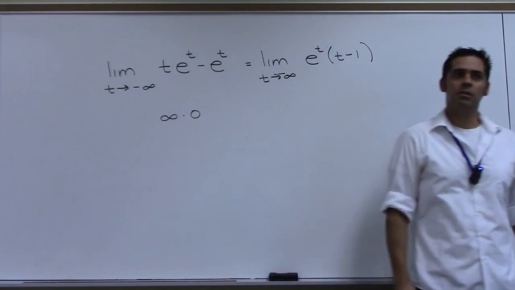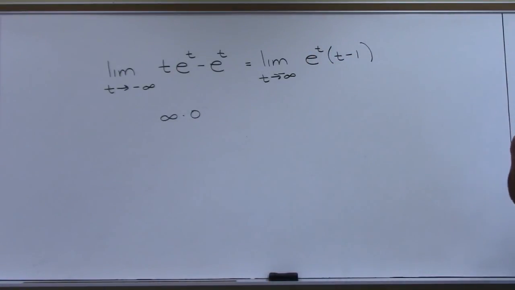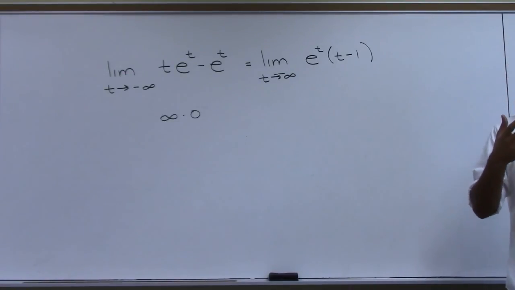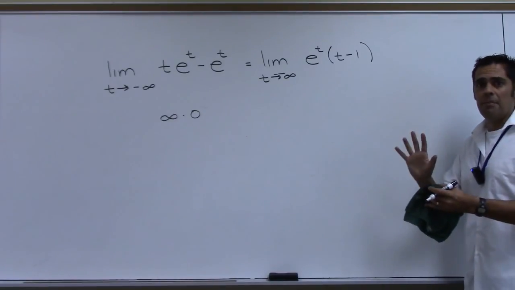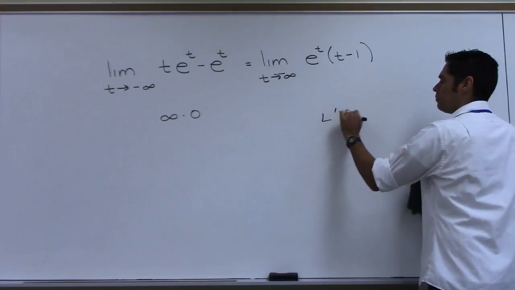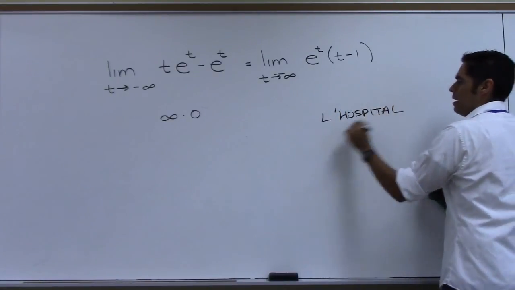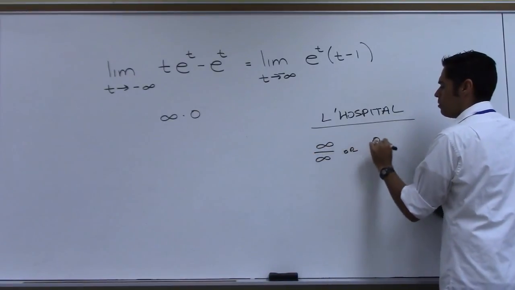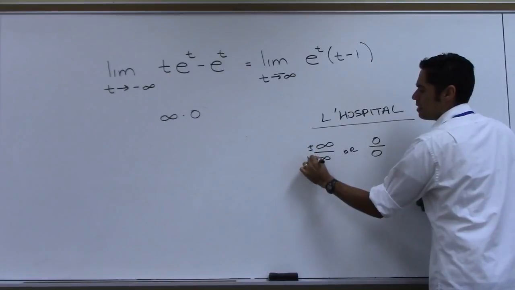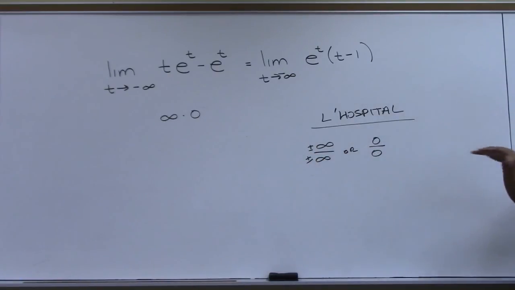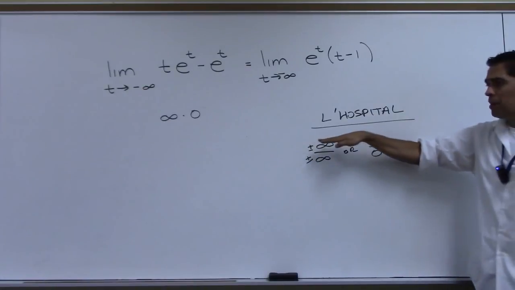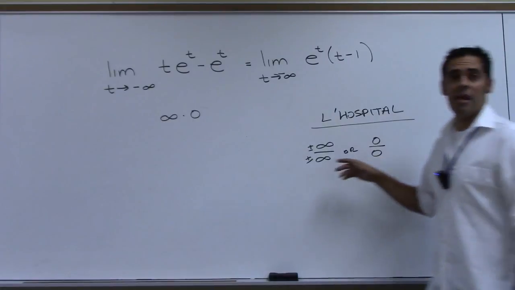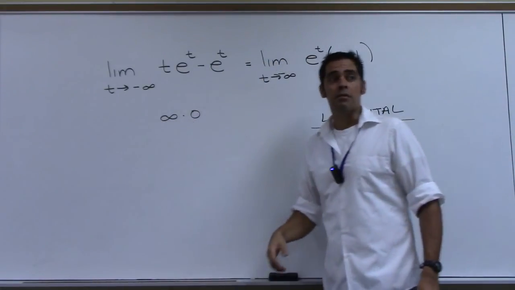Does anyone remember? That's how we use L'Hopital's rule, right? L'Hopital, you do a derivative. But to use L'Hopital, you have to have this happening. L'Hopital only works if you have the form of infinity over infinity or 0 over 0. And it can be plus or minus here, it doesn't matter. But your expression must be a ratio. The top must be going to infinity and the bottom must be going to infinity, or the top must be going to 0 and the bottom must be going to 0. We don't have that here. We have a product.